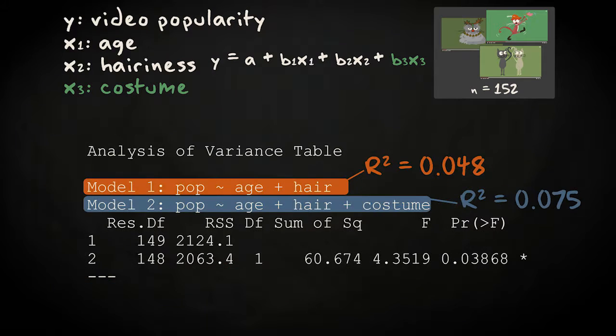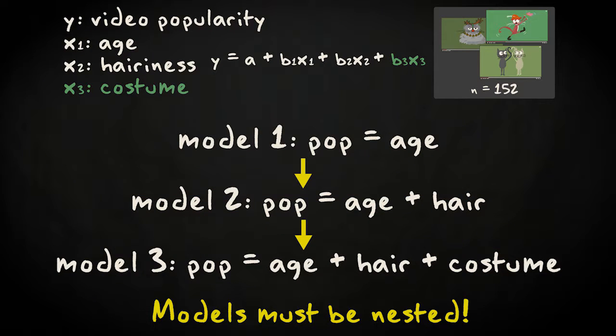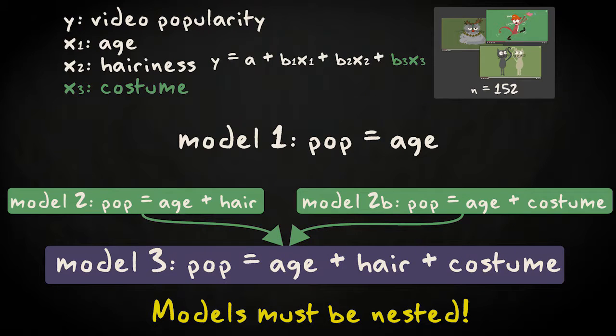We can even perform an F-test to see whether the increase in R squared differs significantly from 0. We don't have time to go into the details of the test and how it's calculated, but you can see the increase is significant here. Adding costume helps. It's important to note that you can only compare nested models in this way. Nested means that the predictors in the smaller model are all present in the larger model. For example, we can't directly compare a model containing age and hairiness with a model containing age and costume. We can only compare these with the large 3-predictor model.